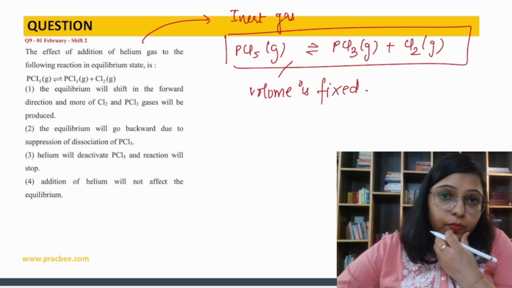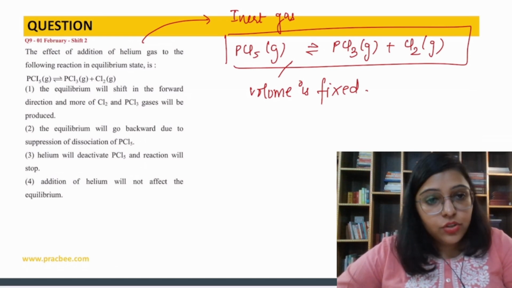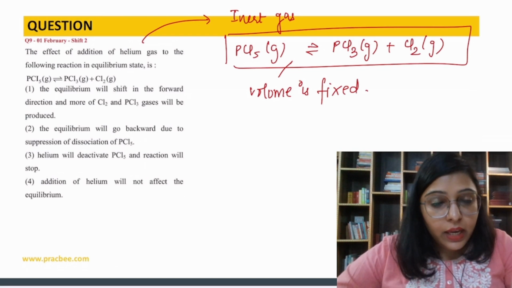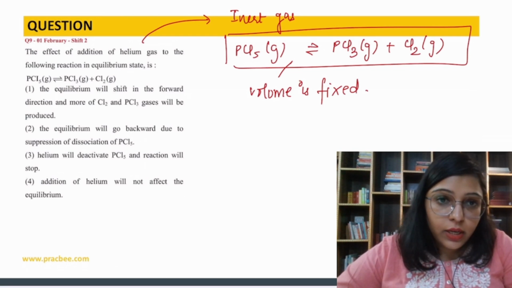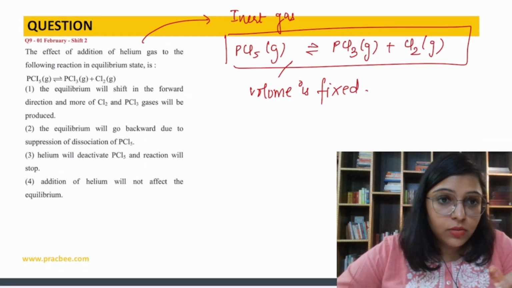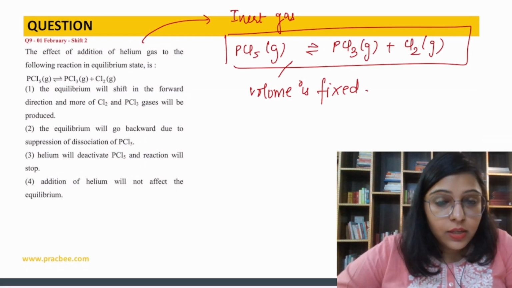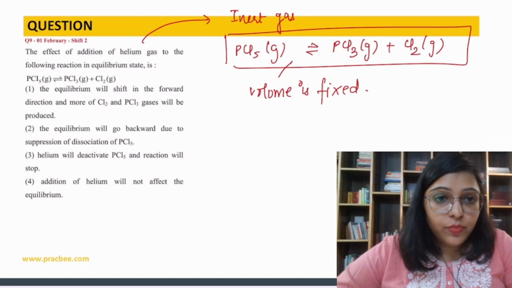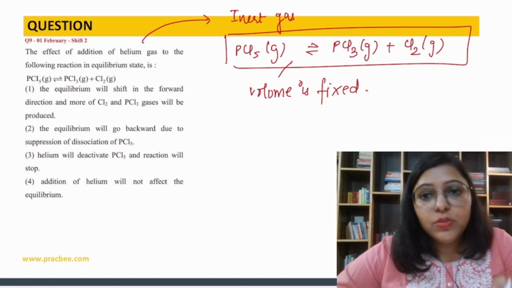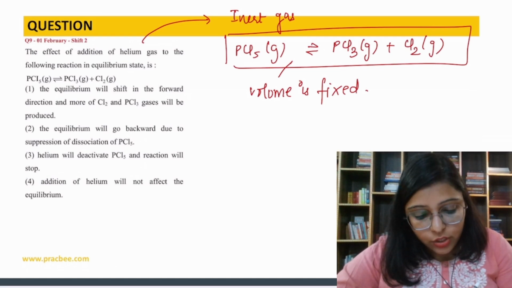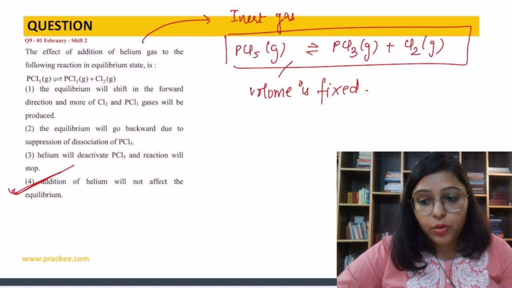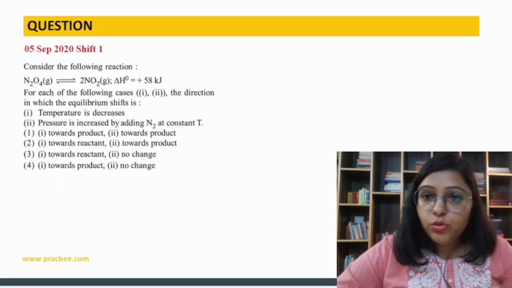Why? See, if the volume is constant, then addition of the inert gas does not affect the equilibrium. If volume is not constant, it means by the addition of inert gas, you can increase the volume of the container. Then what happens? The reaction moves in that direction where we have more number of moles. Now here nothing is given, so I am taking the volume as fixed. So if volume is fixed, then the addition of helium will not affect the equilibrium. So I am marking the answer as option number 4. Okay. Now let's do the next question.